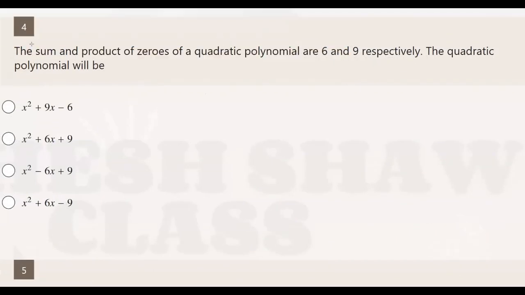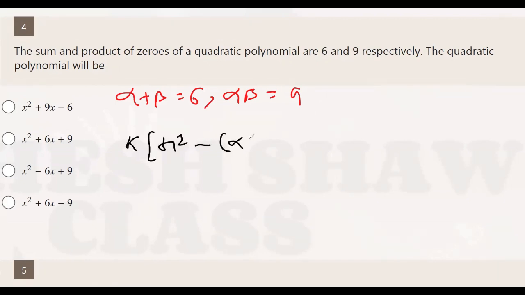In this question, it says the sum and the product of the zeros of a polynomial are given. The sum of the zeros is 6 and the product of the zeros is 9, and we have to frame the quadratic polynomial. We take the zeros as alpha and beta. What is the general form for framing a quadratic polynomial? It is x square minus the sum of the zeros times x plus the product of the zeros.